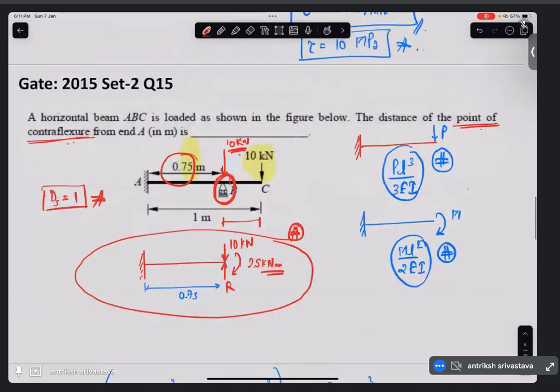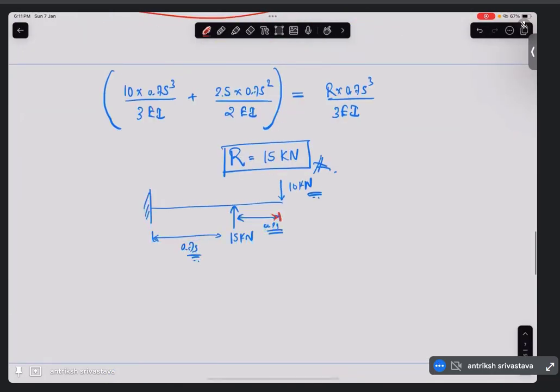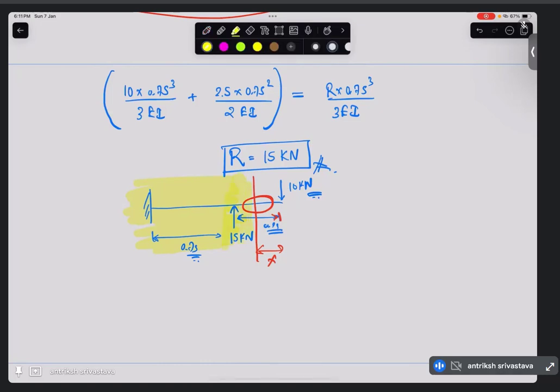Okay, now what was the original question? Sorry, I got deviated. The question is the distance of the point of contraflexure from the end A. What did I say? The point of contraflexure is the point where the bending moment is zero. Now you look at this. Do you think the bending moment is going to be zero at this point in any case? No, right? Because when you are calculating the bending moment at any section that is x distance from here, you are going to ignore the area I have highlighted beyond this point, and you can easily see that the bending moment is going to be 10 into x, right?